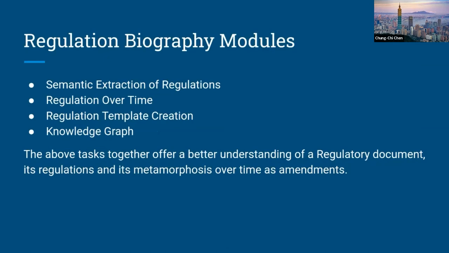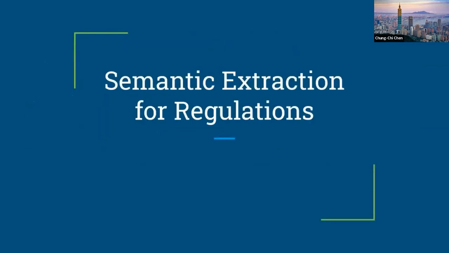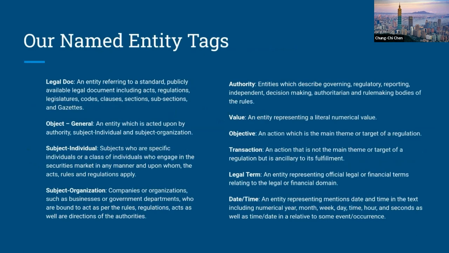We built four modules as part of our work, and these together offer a better understanding of regulatory documents, their regulations, and their metamorphosis over time as amendments. The first module is semantic extraction of regulations, where we built an NER model to detect SEBI-relevant entities present in regulations. We consulted domain legal experts, and we selected these 10 entities relevant to SEBI.